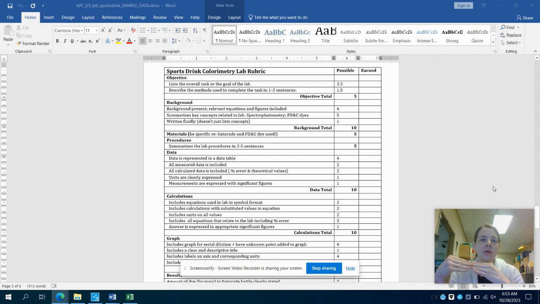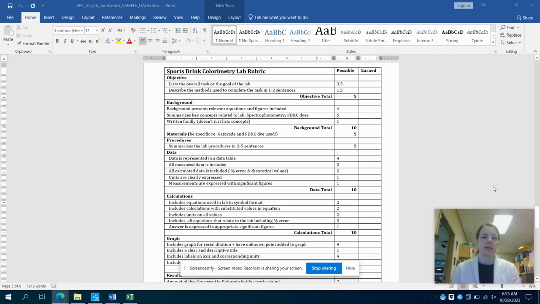Because you're ultimately answering the question, how many grams of dye are in this one bottle? And that's a really specific question, very unique from the groups that had the littler bottles of Gatorade versus the ones who had bigger ones. So I want you to be as specific as possible when you're describing what kind of sample you're looking at.